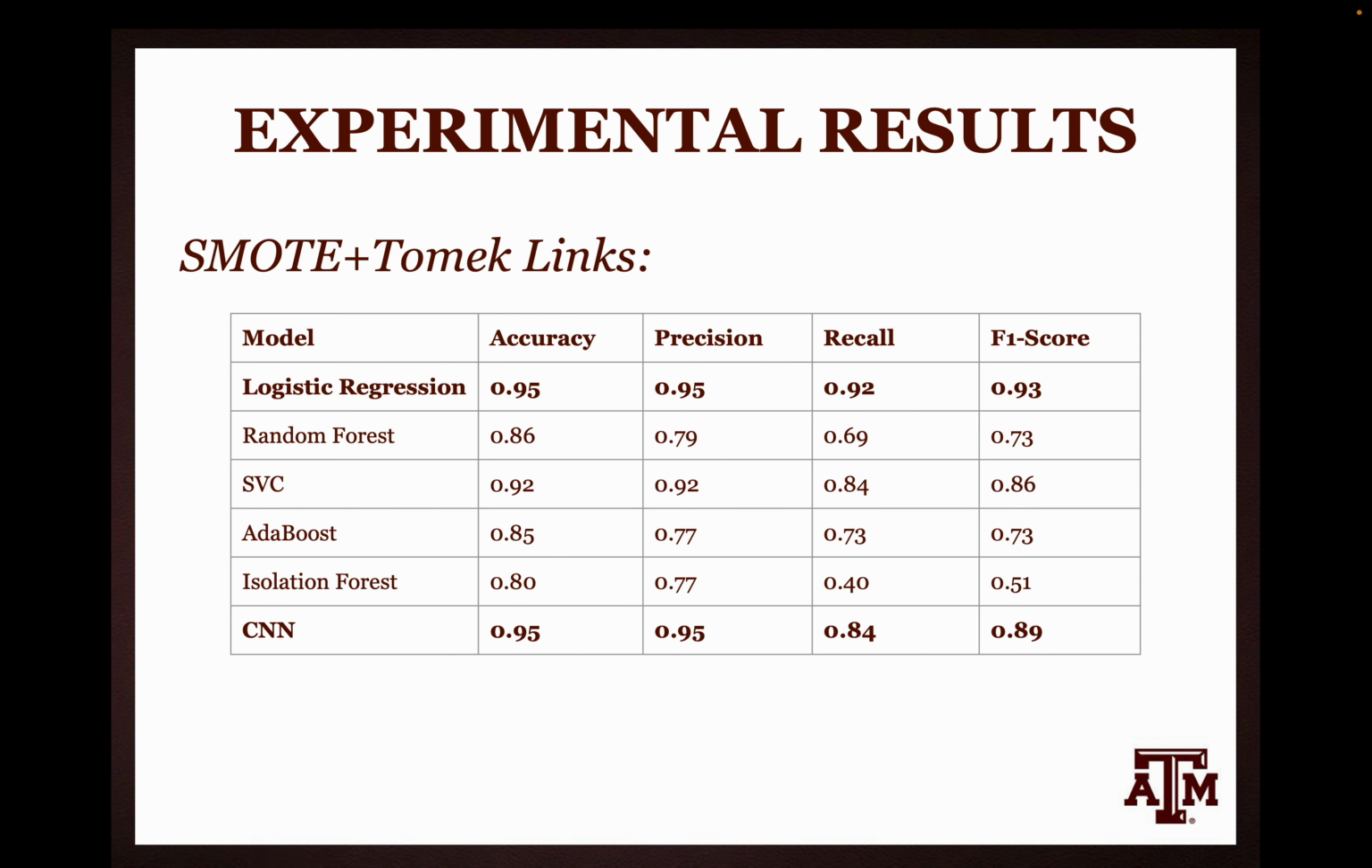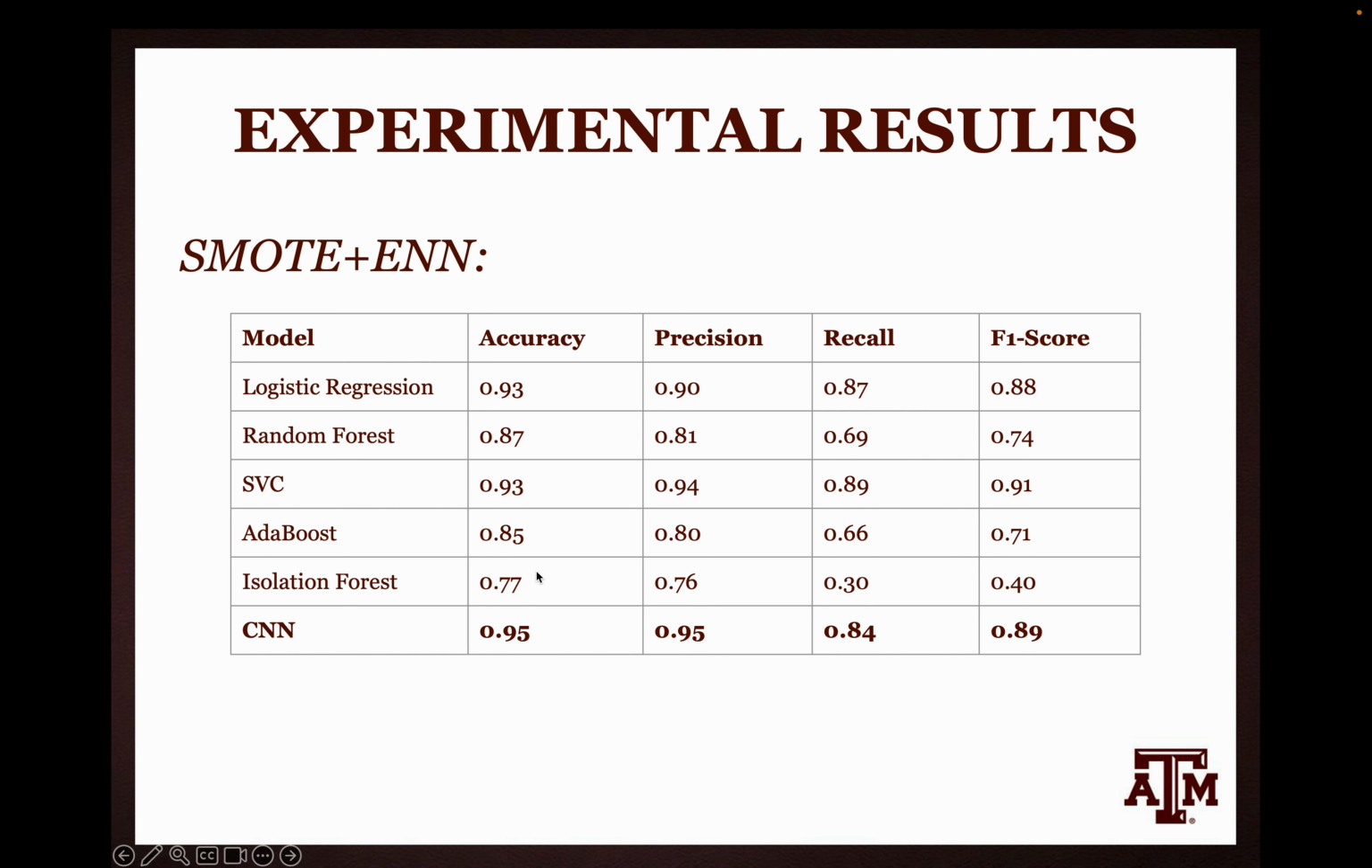The third technique employed by us is SMOTE plus Tomek links. This is a hybridization technique. SMOTE, as I said previously, is an oversampling technique, and it can add artificial data leading to overfitting. That's why we use Tomek links. In Tomek links, we choose random data from the majority class, and if the random data's nearest neighbor is data from the minority class, then it removes it. So Tomek links is a data cleaning technique that focuses on eliminating borderline instances that cause ambiguity. Using this technique, we see that both logistic regression and CNN attain an accuracy of 95%, followed by SVC with an accuracy of 92%.